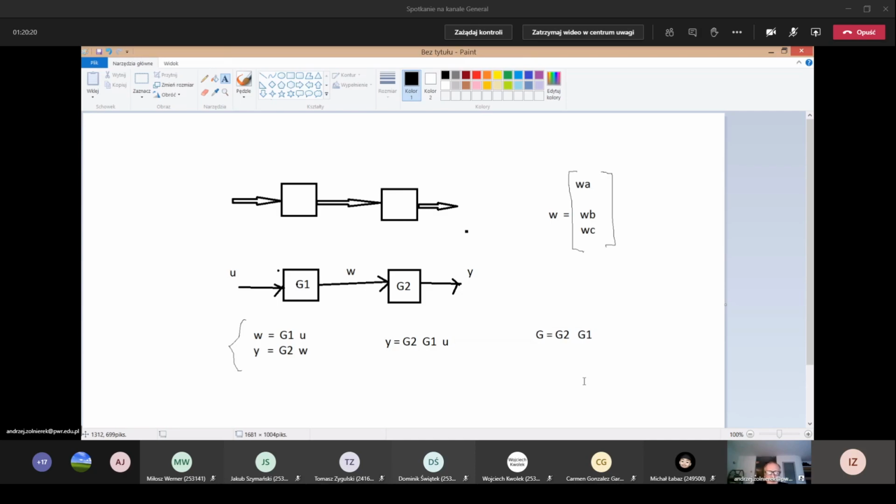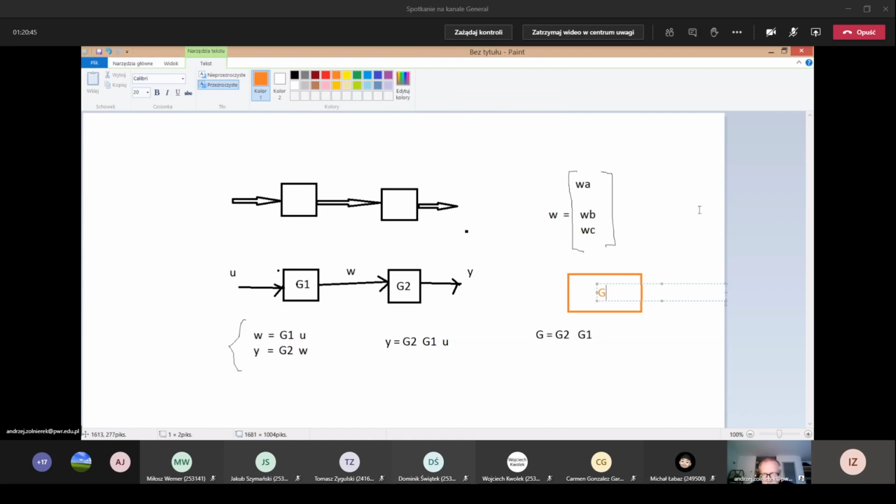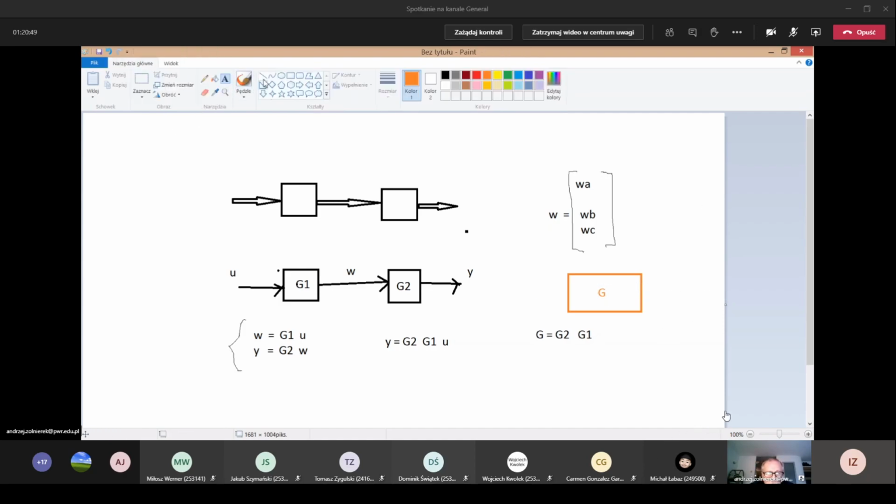So it means I can treat whole system as one corresponding system, as you can see. Okay. It will be clear. Okay.